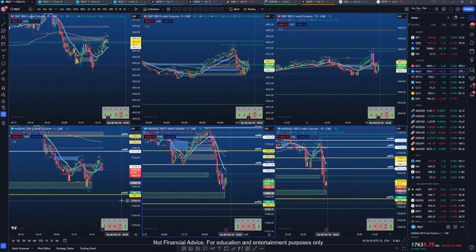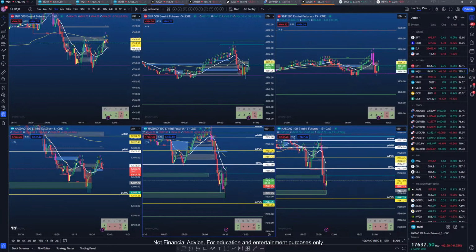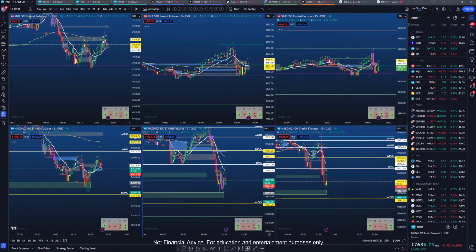Could take this failed 2-2. Just sitting here waiting. Not in a rush. I do like the look of this 2-2. 20 points would put me at the top of that 2 bar. Pretty close to it.